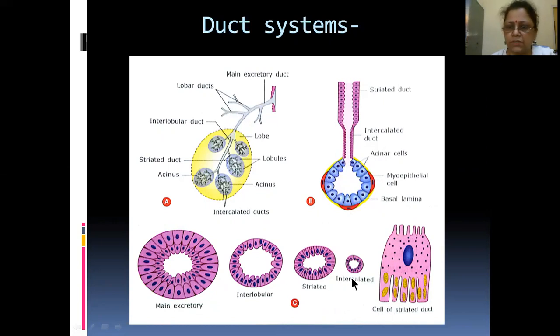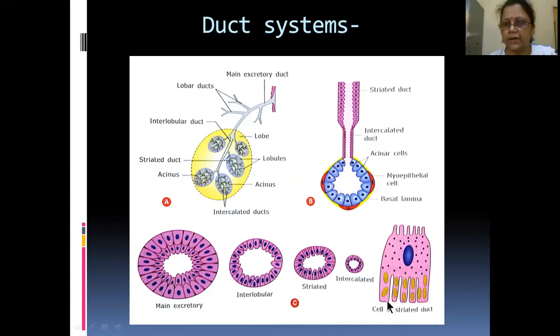So the intercalated duct is simple squamous to cuboidal, then the striated duct has the basal striations, and you can see it is low columnar or cuboidal. Then the interlobular duct has become pseudostratified columnar. Then the main excretory duct is stratified.